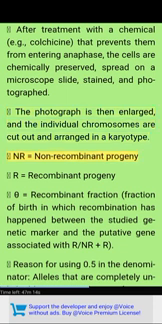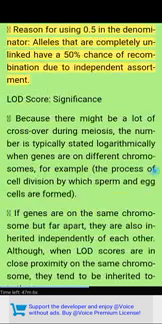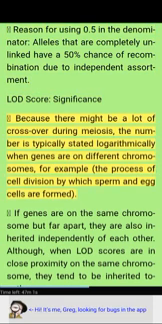NR equals non-recombinant progeny. R equals recombinant progeny. Theta equals recombinant fraction, the fraction of births in which recombination has happened between the studied genetic marker and the putative gene, associated with R over NR plus R. Reason for using 0.5 in the denominator: alleles that are completely unlinked have a 50% chance of recombination due to independent assortment. Log score, significance.